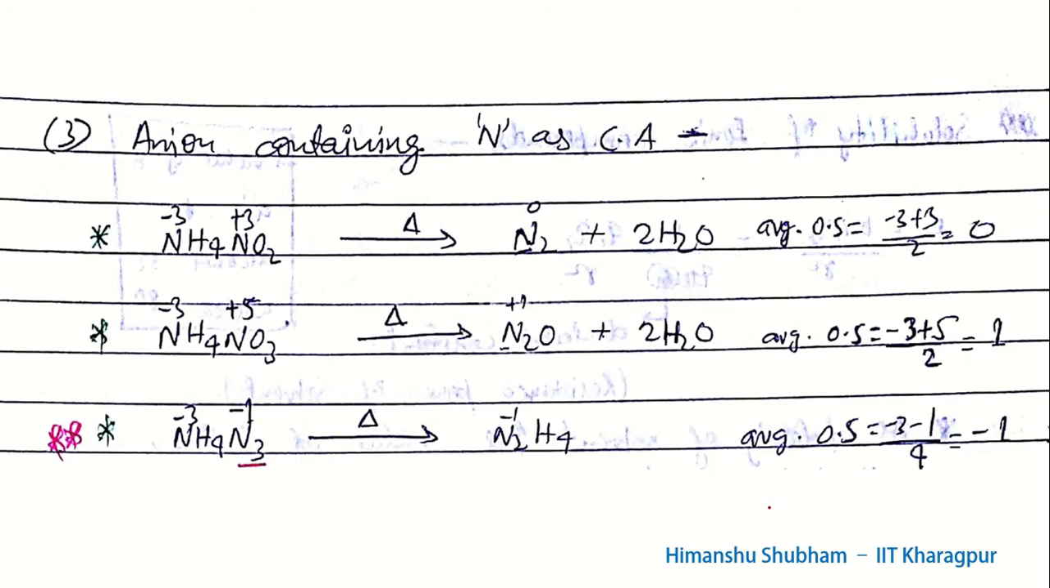So let us move to the third case, where in the anion part, nitrogen is acting as a central atom. In this case, basically, we first have to see the average oxidation state, and on heating, the nitrogen in the product will take the form decided by the average oxidation state. So in the first case, we see that in the cation part, nitrogen has a -3 oxidation state, and in the anion part, nitrogen has a +3 oxidation state. So when we take the average, -3 plus 3 divided by 2, we get 0. So in the product, we should have the form of nitrogen in which it has a 0 oxidation state.